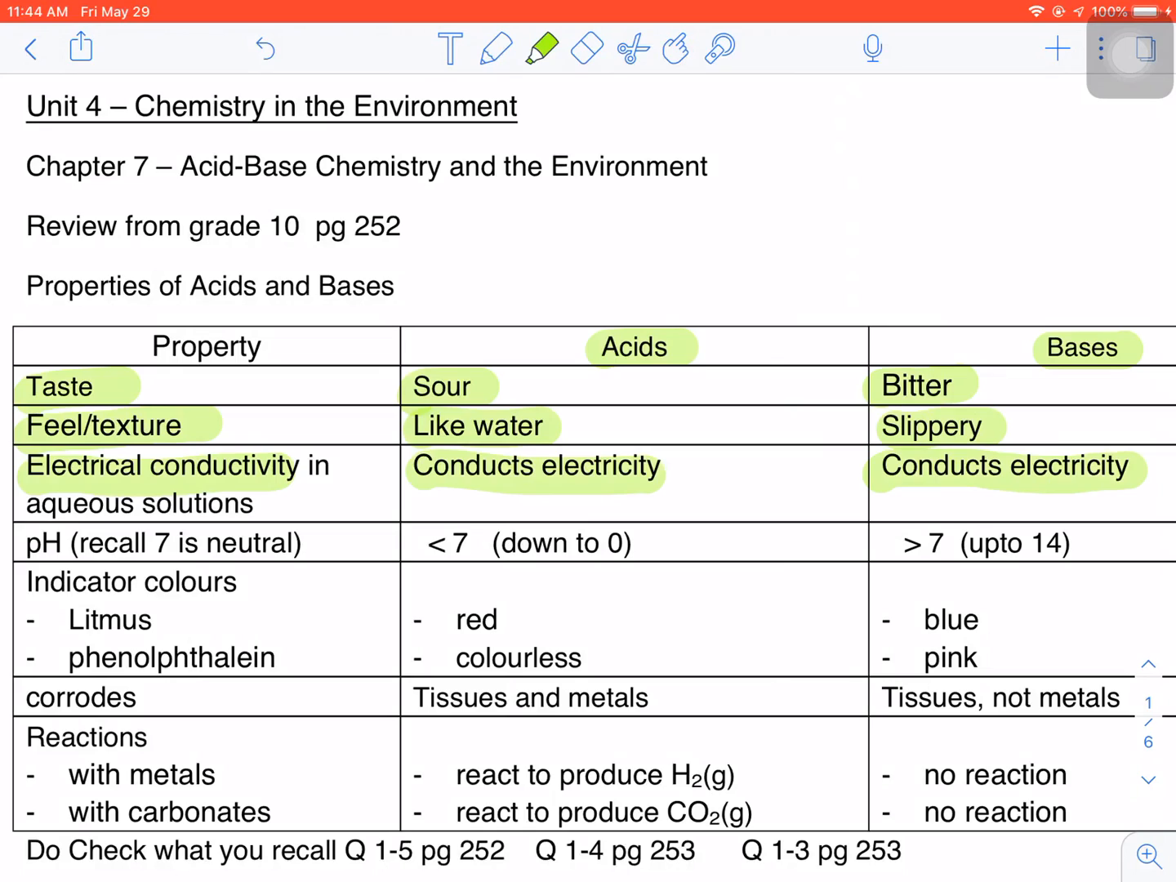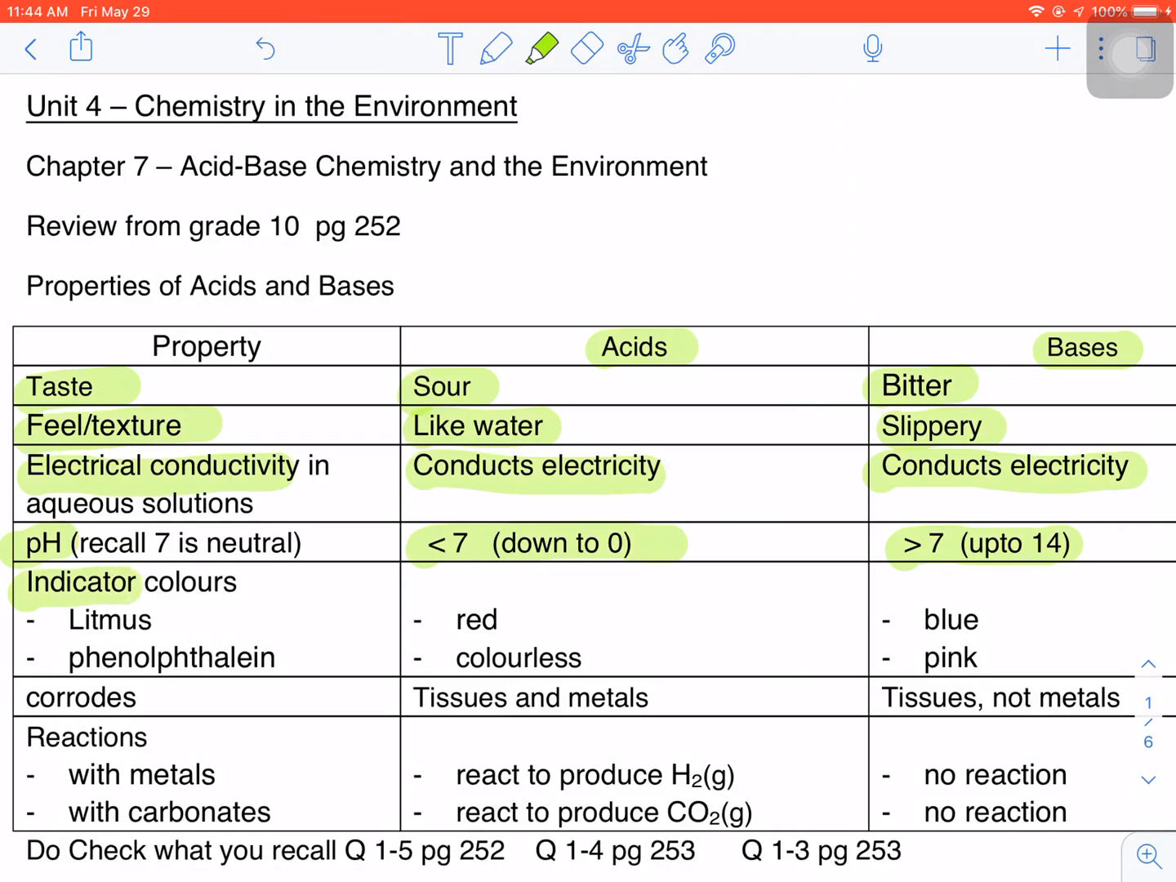Then we talked in grade 10 about something called pH, right? pH is a scale that goes from 0 to 14. We're going to talk a bit more about that today. And basically, if the pH is less than 7, between 0 and 7, it's going to be considered an acid. If it's higher than 7, between 7 and 14, it's going to be a base. And if it's exactly 7, it's a neutral solution.